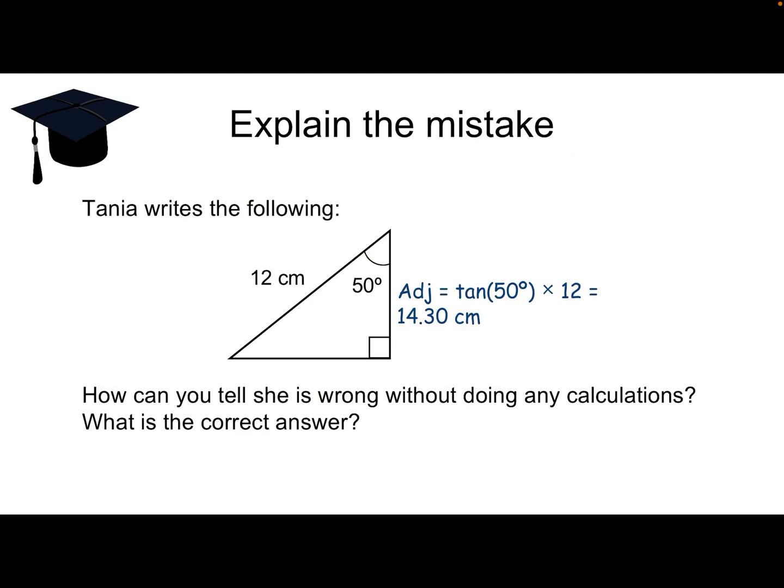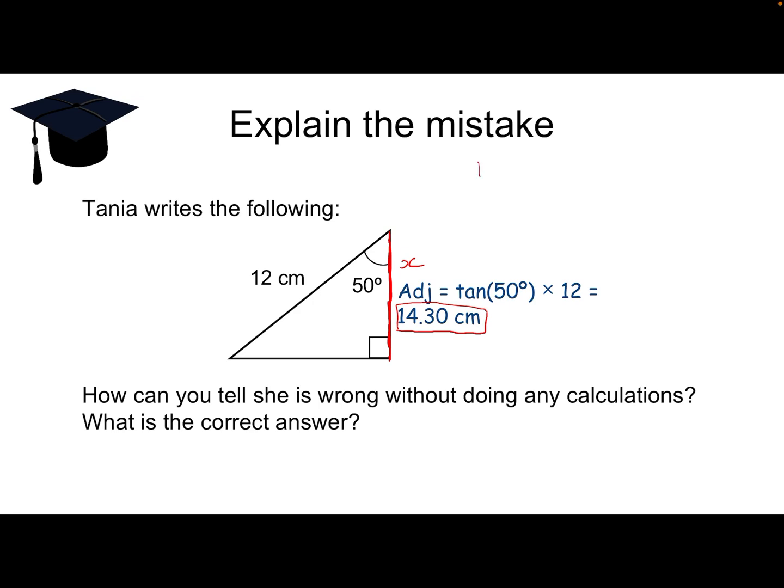Tanya writes the following. How can we tell she is wrong without doing any calculations? Basically Tanya's trying to find out this length here, which is the adjacent. She comes up with an answer of 14.3. Now, without doing any work, I know that's wrong.